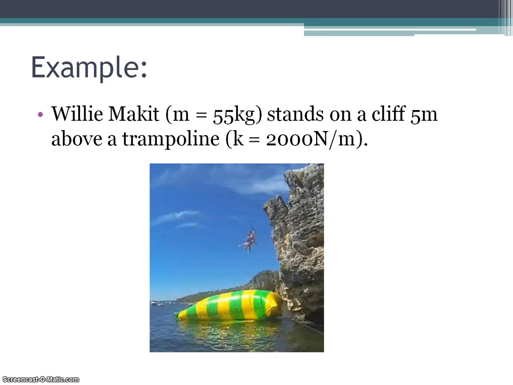So we have a guy standing on a cliff, and he's 5 meters above a trampoline. I tried to find a picture of a guy standing on a cliff over a trampoline. This is the closest I could come up with. It's a blob. If you've never seen a blob, they're really fun. Somebody sits on the outside of the blob here, and then the other person jumps down, and then it pops the other guy off. And anyway, that's the closest I could come to. So we have a guy standing on a cliff over a trampoline.